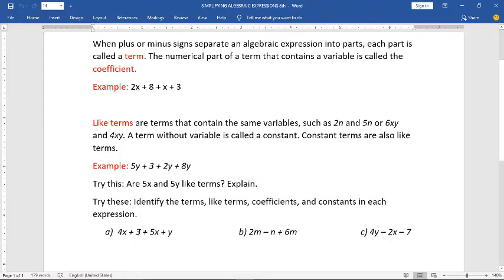This number 3 here is a constant because it's by itself, no variable. Second one is 2m minus n plus 6m.